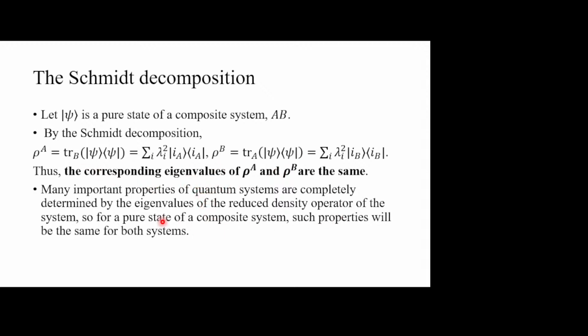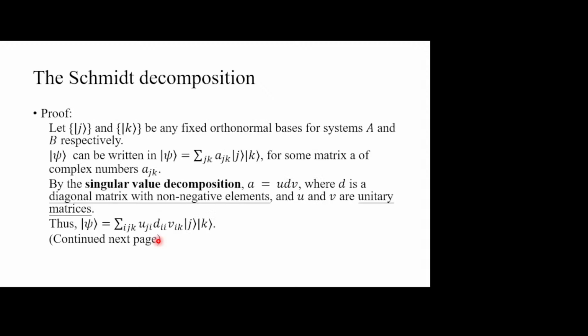A lot of properties of the reduced density matrix depend on the eigenvalues. So for a pure entangled state over a composite system, a lot of properties of system A and of system B are the same. That's one consequence of the Schmidt decomposition. Then let's go to the proof of the Schmidt decomposition.